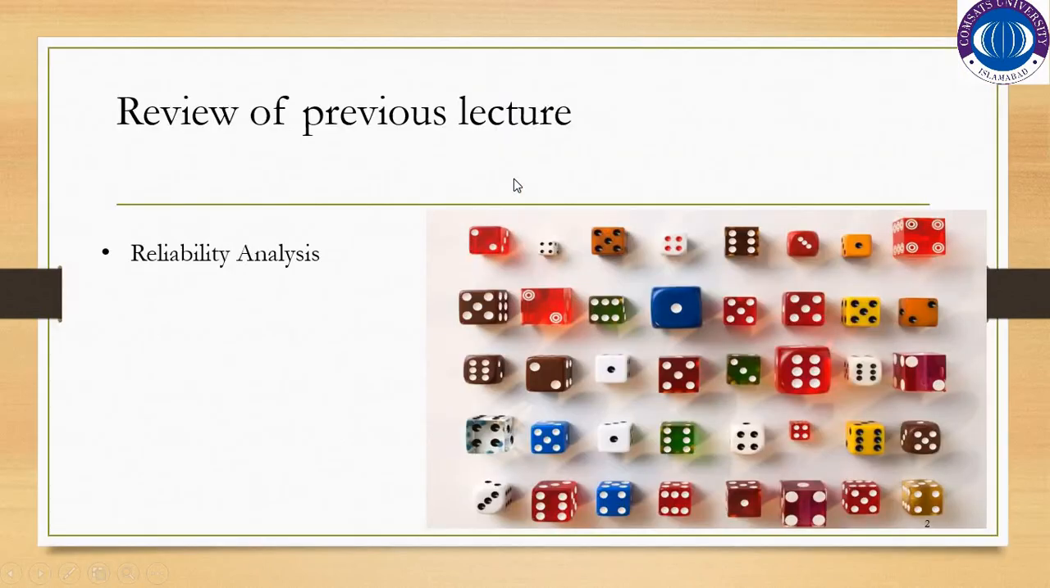In the previous lecture, we have discussed reliability analysis. In reliability analysis, we have discussed two types of systems, in series and parallel. We have discussed how we can find out the reliability of any system by applying the previous laws we have studied, like the addition law of probability and the multiplicative law for independent events. We have discussed some examples in previous lectures.